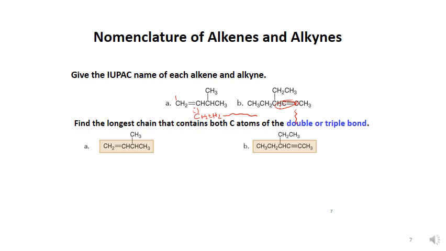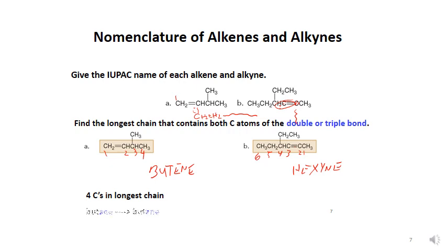So let's see. So 1, 2, 3, 4. So this is going to be a bute, and because it's a double bond, it's going to be a butene. And this is 1, 2, 3, 4, 5, 6. So that's going to be a hex, and because it's a triple bond, it's a hexyne. So that's the parent. That's how we find that part.